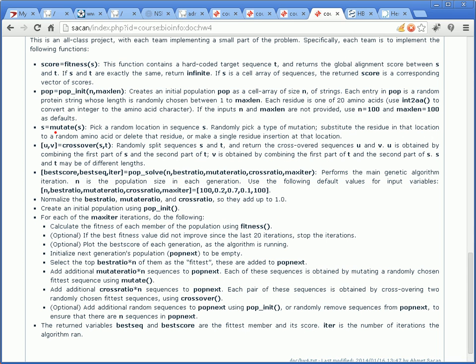So in the next function, we will write a population initialization function, and that will create an initial population that's a cell array of strings. So a cell array of random sequences, random amino acid sequences. We are given these parameters. The maximum length will be given, and the number of such sequences is given. So you need to generate n random sequences whose length is between 1 and max length. And if n and max length are not provided, you will use these defaults. So the next three of you could work on population init.